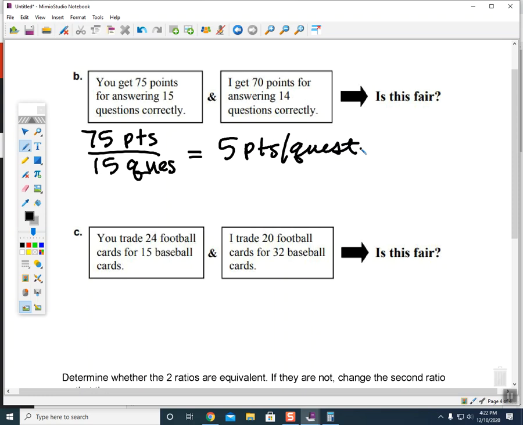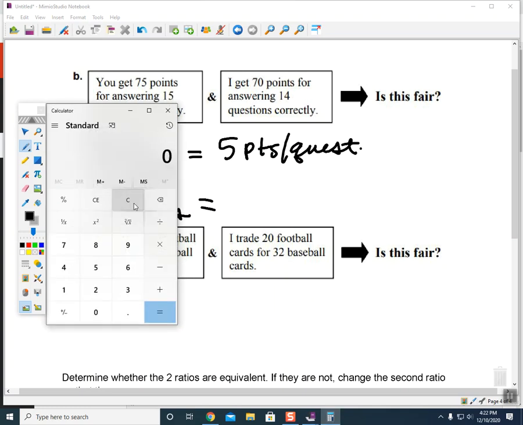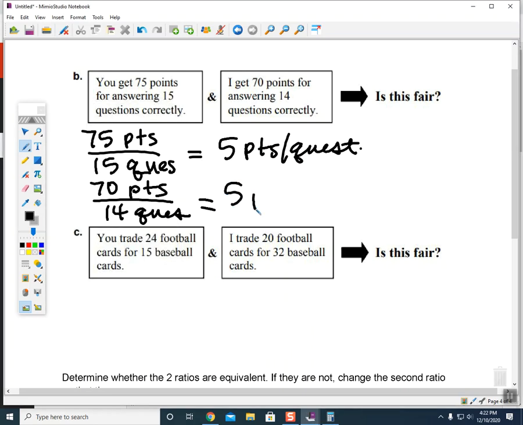Then I'm going to do the same thing with the second scenario, 70 points per 14 questions. Do the same thing, we'll do 70 divided by 14. It's going to also give me 5. 5 points per question. Is this fair? Yeah, it is. It's fair. They form a proportion. They're equivalent.